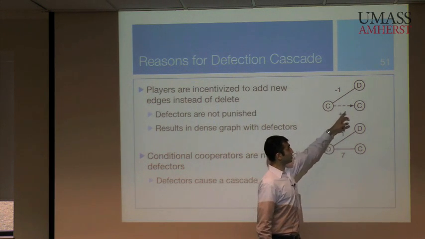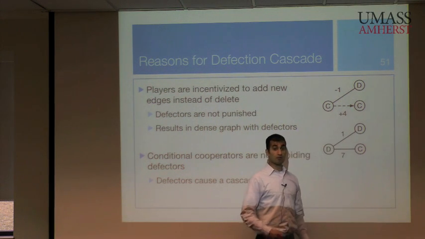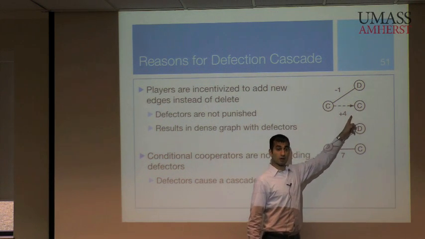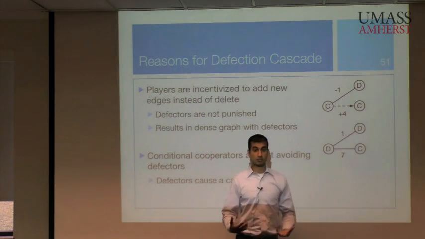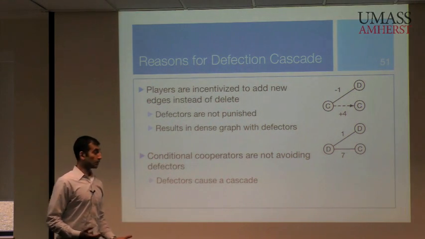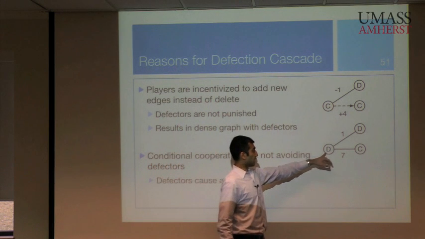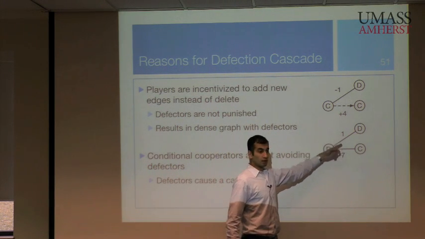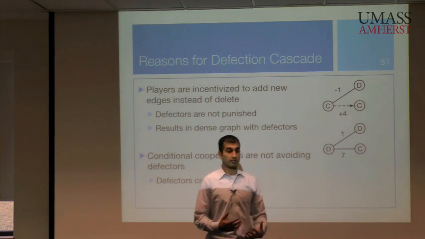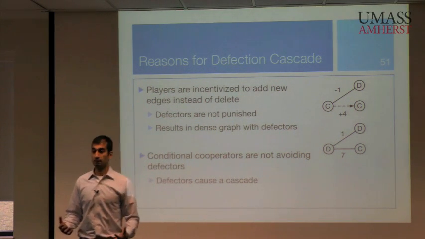Or you could propose to another cooperator and get 4 points. 90% of these edge proposals are accepted. Of course, what you're going to do is propose to another cooperator. And you'll just let that defector stay attached to you. If you're a defector, on the other hand, you get positive utility no matter what you do, who you're attached to. So you're not going to delete any edges. So the players were actually not incentivized to delete anything.